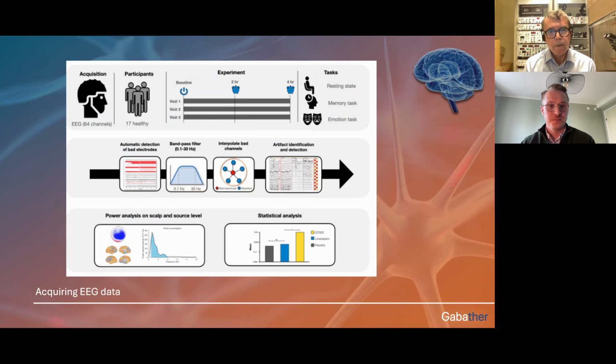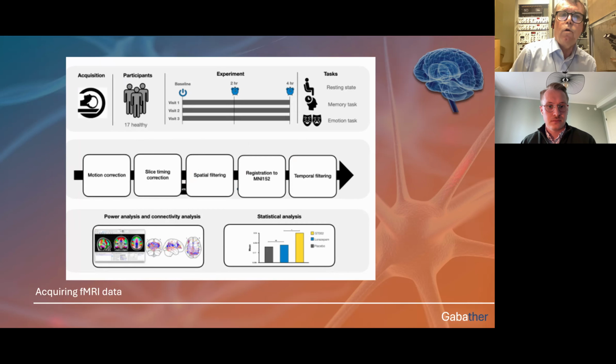But of course now, in the next slide, you asked how do you acquire the EEG data? The principle is very similar, and the next slide covers the fMRI. So you go from acquisition, you take your participants, and all the data today, I'm only talking about healthy volunteers. Always keep that in the back of your head. And what we did was, you have the healthy volunteers, you start with the same person.